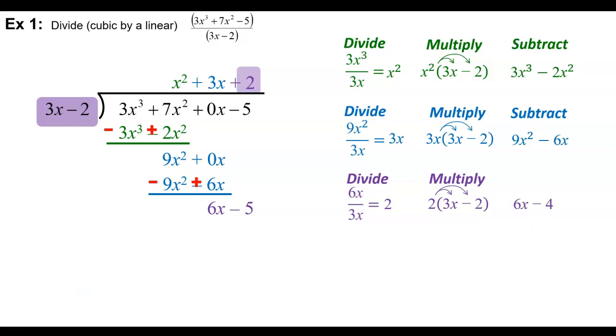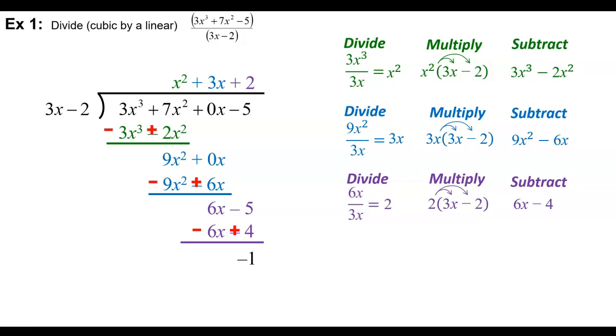Where do I put that new expression? At the very bottom, 6x minus 4. And again, change both signs. This positive 6x becomes negative. This negative 4 becomes positive. Okay, and then 6x minus 6x is 0, cancels out. Negative 5 plus 4 is a negative 1. Okay.